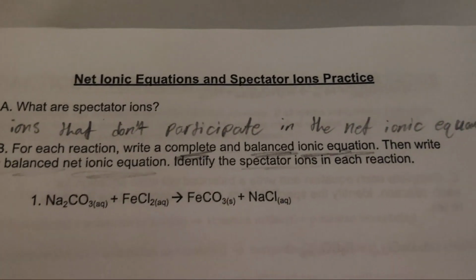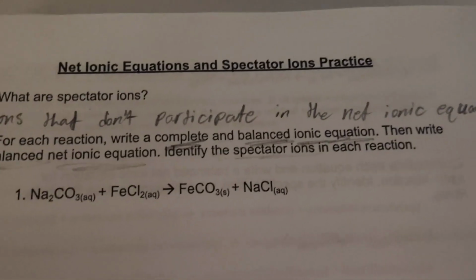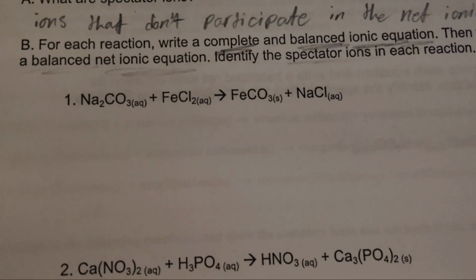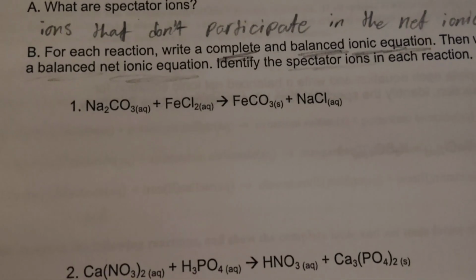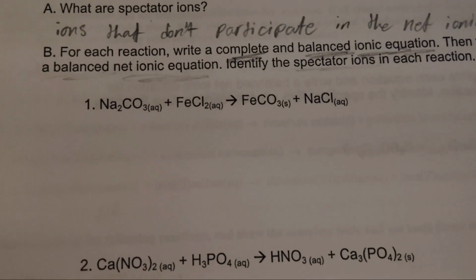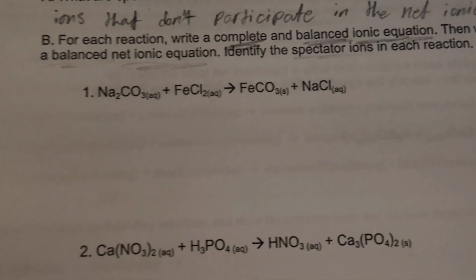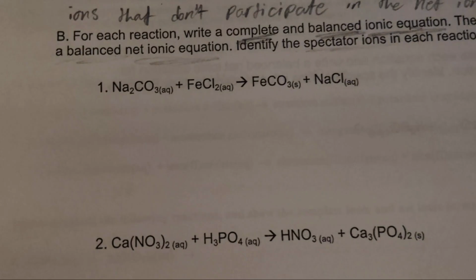Alright guys, so today I'm going to be working chem work. For the first one, we're going to be doing net ionic equations and spectator ion practice. Alright, so we'll do question number 1, where it's sodium carbonate plus iron chloride, which yields iron carbonate and NaCl, which is salt, or sodium chloride.